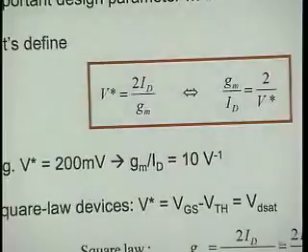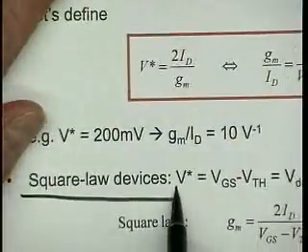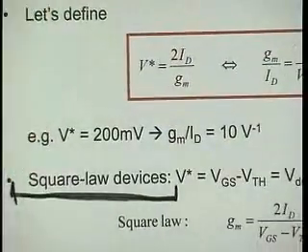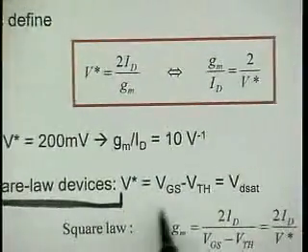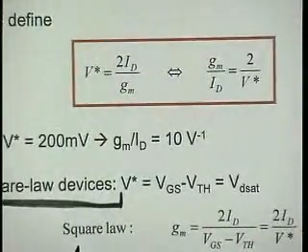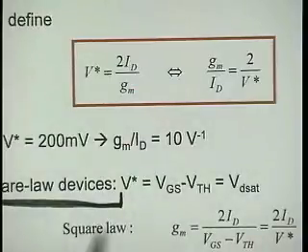Now, there is something that is both good and can be very confusing, so be careful about that. If, and only if, and consequently never in practice, we have a square law device, then V star happens to be just equal to VDSAT, or VGS minus VTH. But that's true only for square law devices.